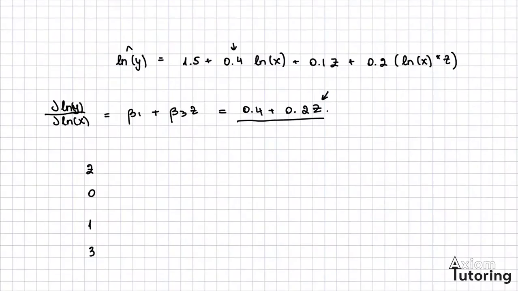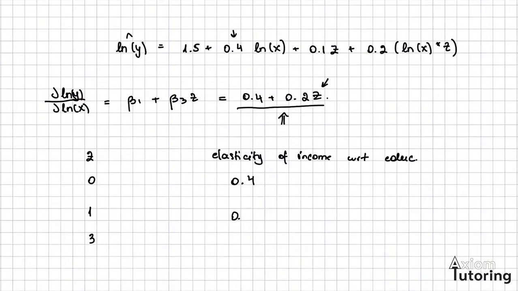The elasticity of income, so assuming y is income, with respect to education, is going to be whatever value we get once we plug the z into the expression that we got for the partial derivative. So it will be 0.4 when z is equal to 0. It's going to be 0.6 when z is equal to 1, and it's going to be exactly 1 when z is equal to 3.